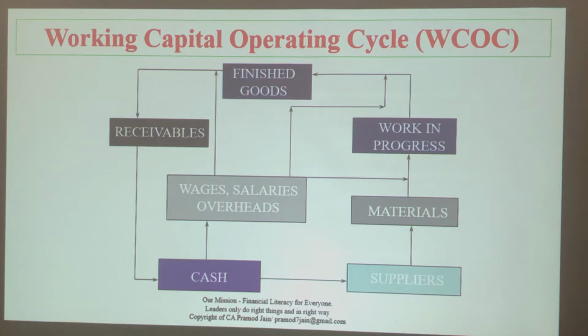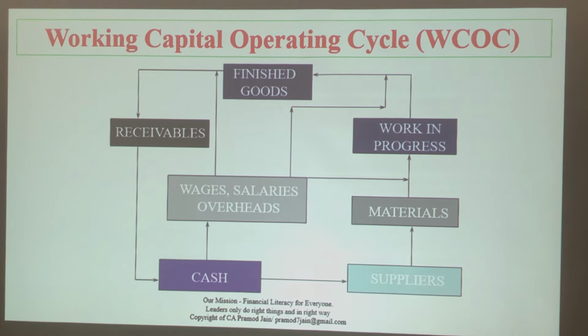So how do you understand the working capital operating cycle? So this is how your working capital operating cycle is. It starts with the supplier giving you the material, you converting that material into work in progress with the help of wages and salaries, overheads, and then you convert the work in progress into finished goods. Finished goods you sell in the market, and they become your receivables, and when the customer makes the payment to you, they will give you cash, and you use that cash for the purpose of payment of wages and salaries, and also for making the payment to your suppliers, and the balance of course is your own cash flow.